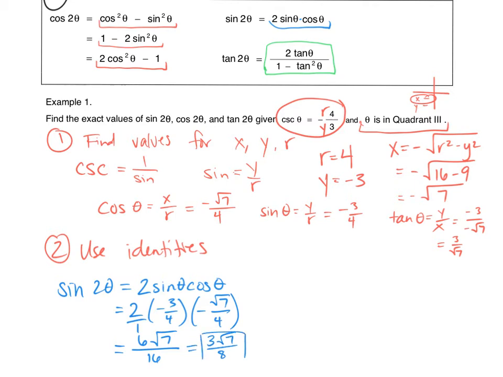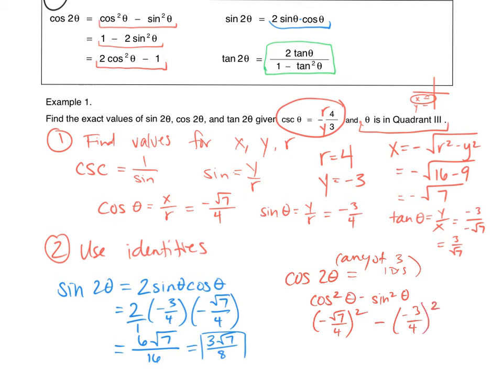The next value that I want to find is the cosine of 2 theta. I can pick any of the 3 identities because they're all equal. We'll pick the first one. So that is cosine squared theta minus sine squared theta. We're just going to plug in our values. Cosine is negative root 7 over 4, and that's squared. Minus sine is negative 3 over 4, and that is squared.